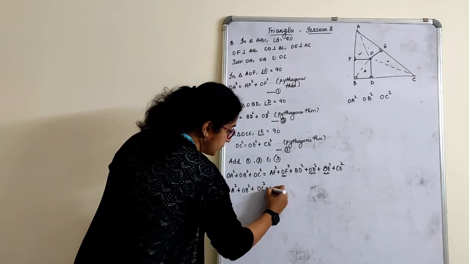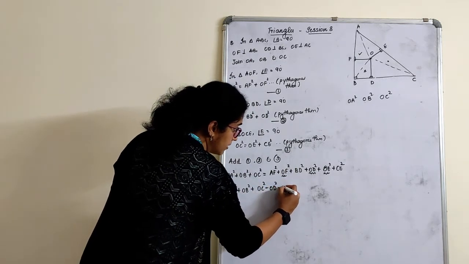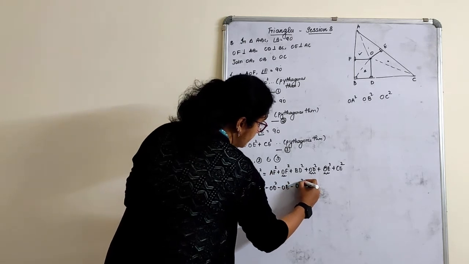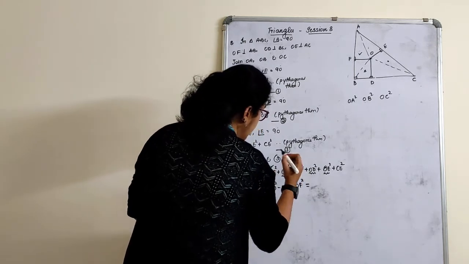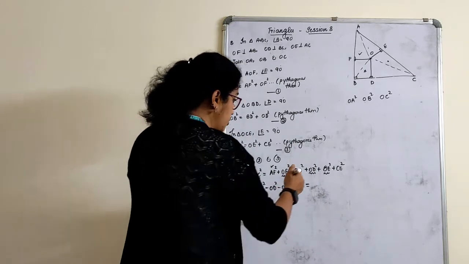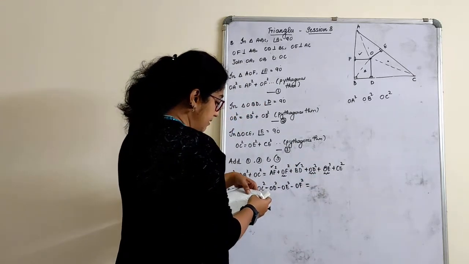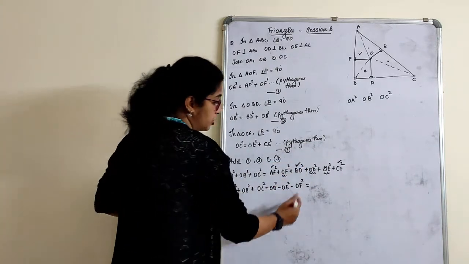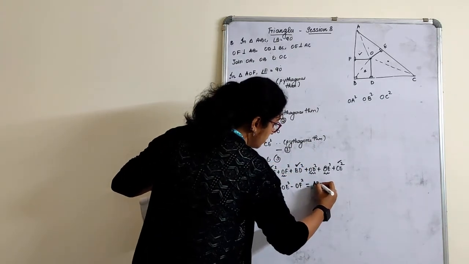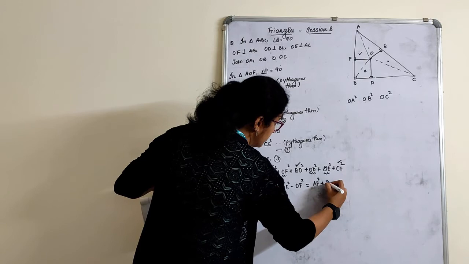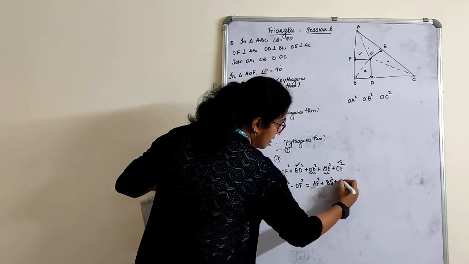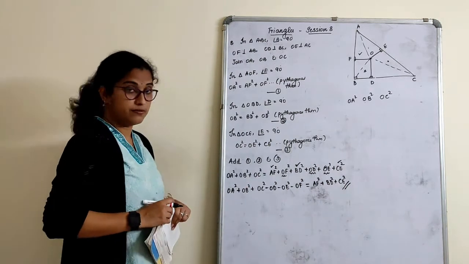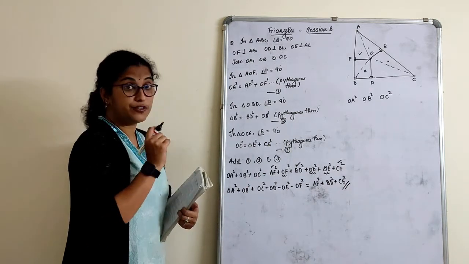Bring it to this side. Minus OD square, minus OE square, minus OF square. What will remain? AF square will remain, that is what you want. BD square will remain, that is what is there. And CE square will remain. That's in your LHS. AF square plus BD square plus CE square. Proved. Right? We finished the first part.